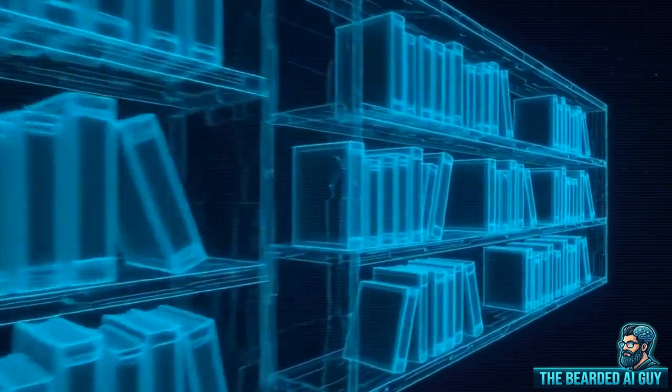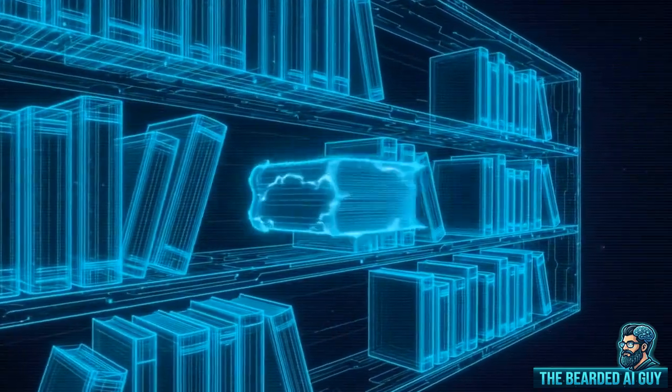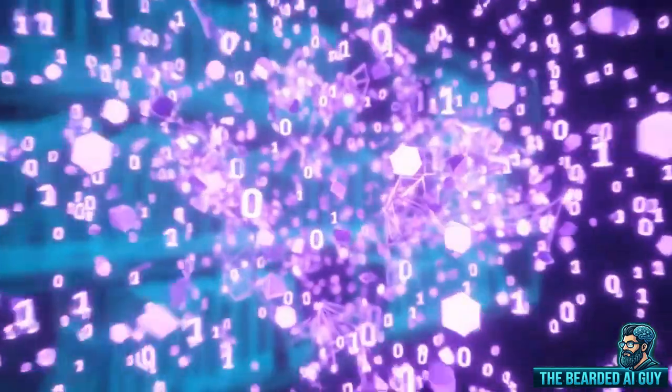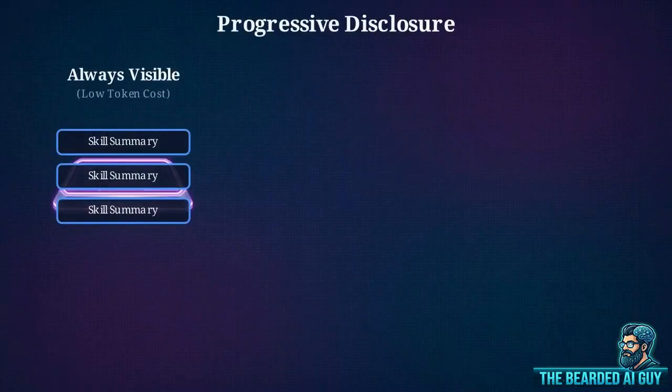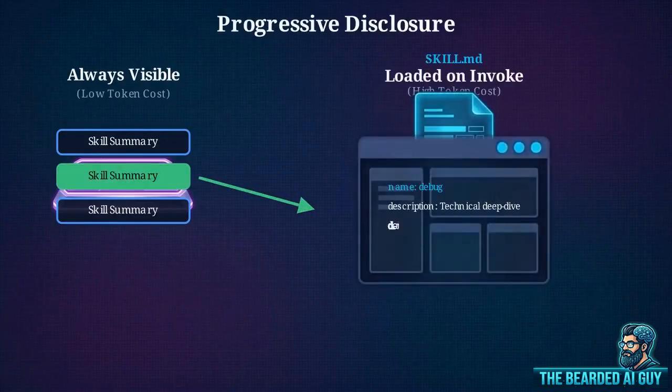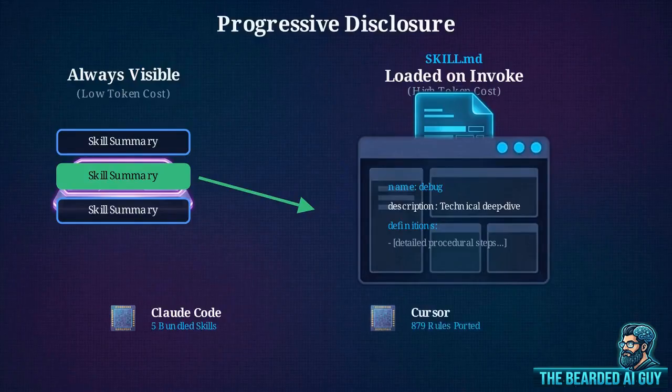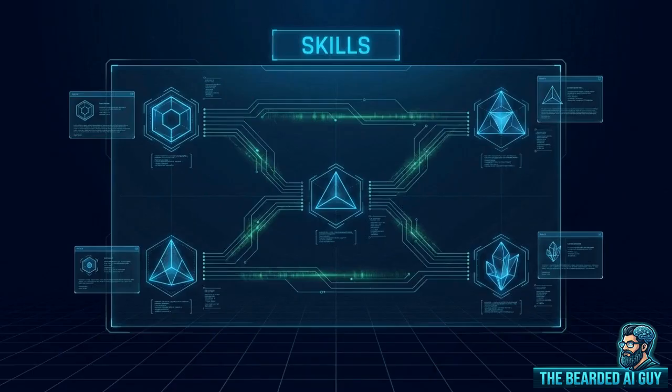The agent reads the titles on the shelf, but only pulls down the specific book it actively needs. This context-saving mechanic is progressive disclosure. The agent sees short summaries continuously, loading full instructions only when invoking a specific skill. Anthropic ships Claude Code with 5 bundled skills, while the community ported 879 rules into Cursor. Procedural identity is a first-class architectural product feature. It exists specifically to prevent your context window from drowning in irrelevant instructions.